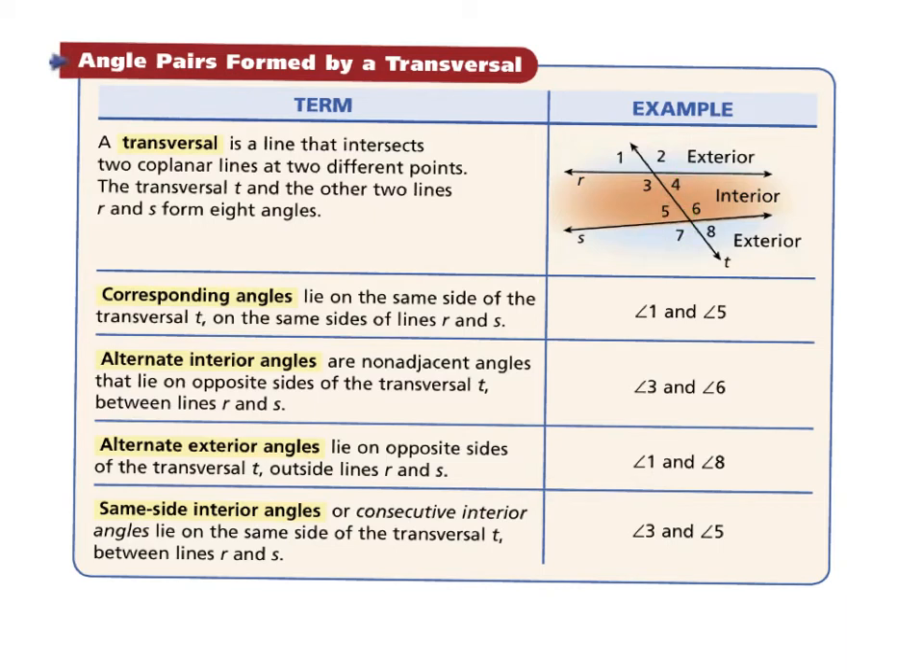Alternate exterior is the same premise, but now they're on the exterior of the 2 lines R and S. So we could say angle 1 and angle 8 are alternate exterior, angle 2 and angle 7 are alternate exterior. Same side interior angles, or consecutive interior angles, lie on the same side of the transversal T between lines R and S. So they're just not on the opposite side. So 3 and 5 are same side interior, and 4 and 6 are same side interior.